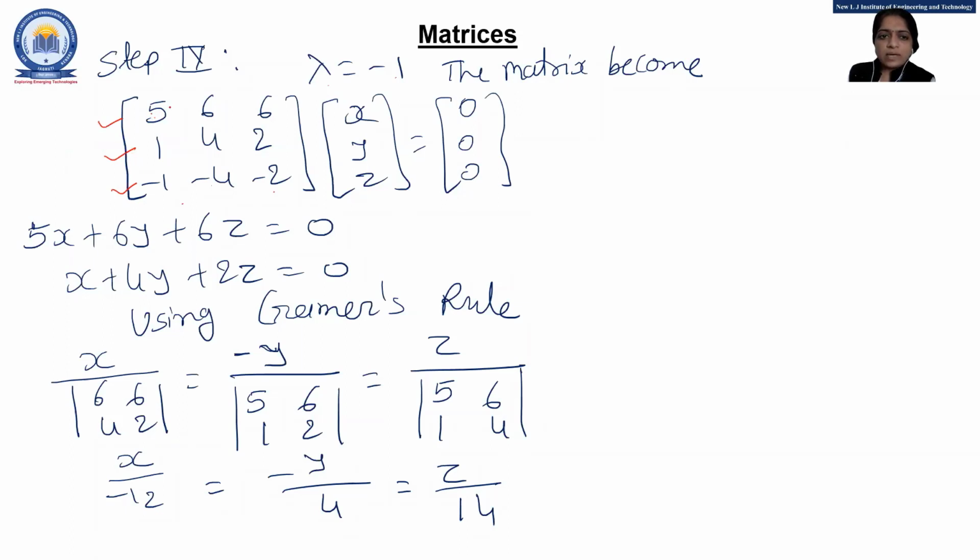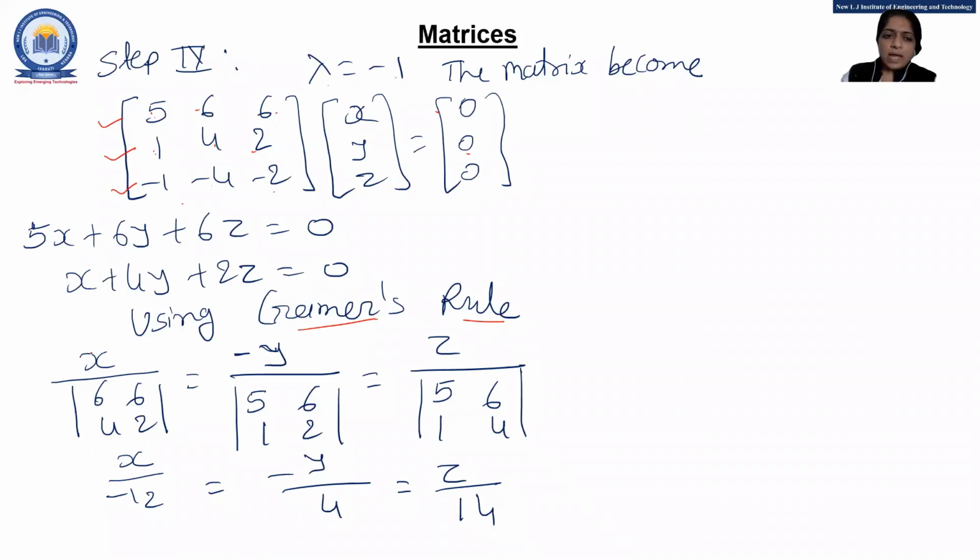So here we have exactly two rows. The first row is 5x plus 6y plus 6z equal to 0. The second row is x plus 4y plus 2z equal to 0. We need only two rows for the solution of this example. We didn't need the third row. As we have two rows, you apply Cramer's rule, which you already know from school days.